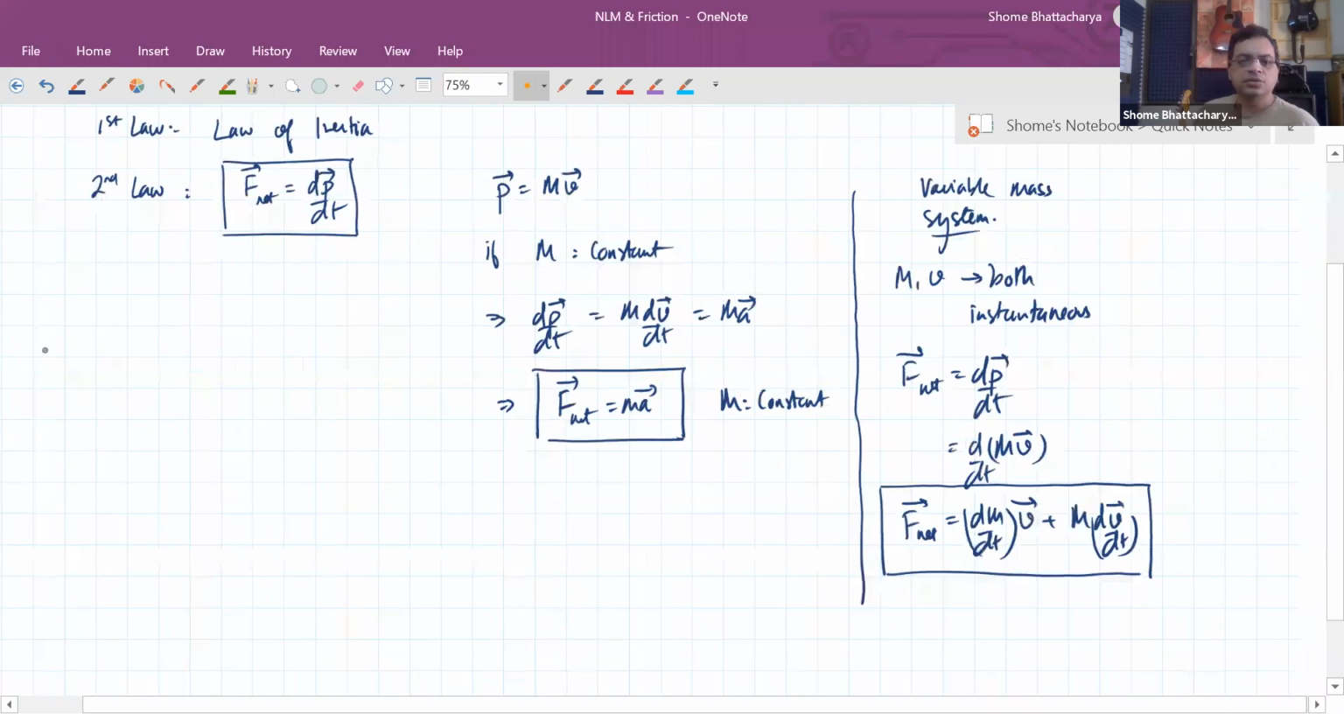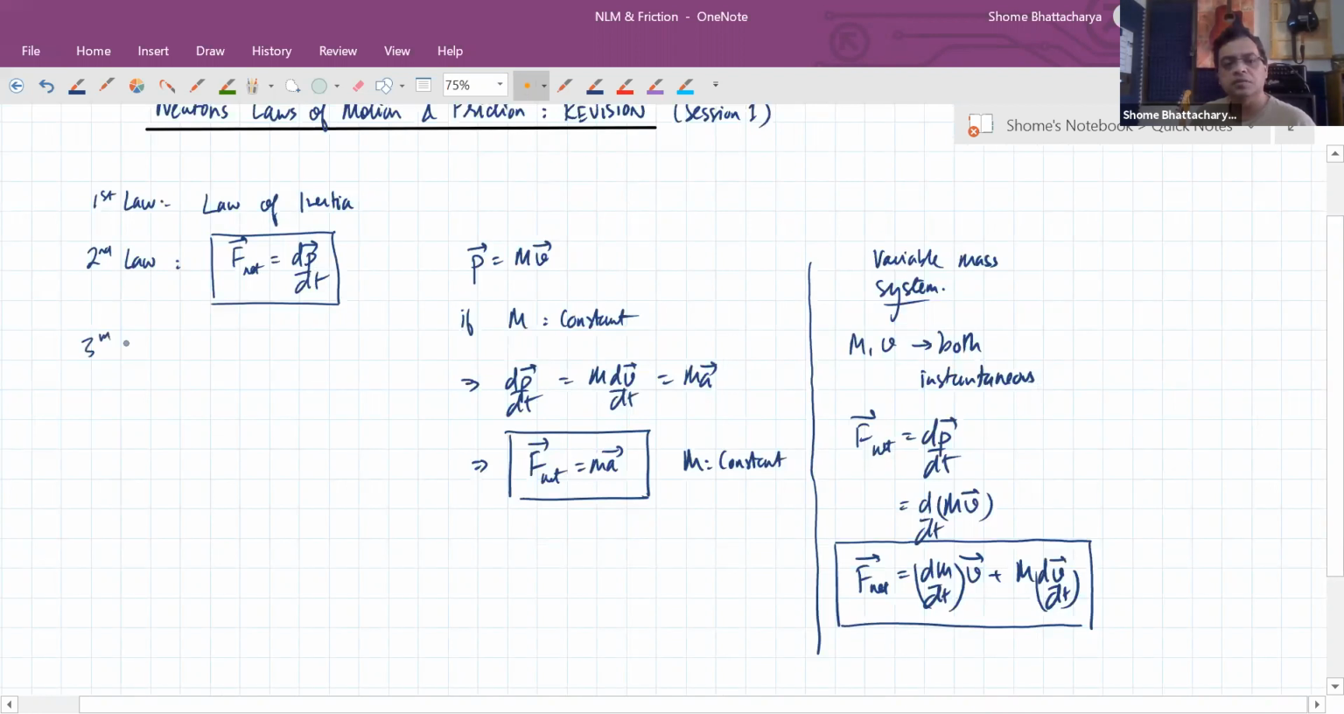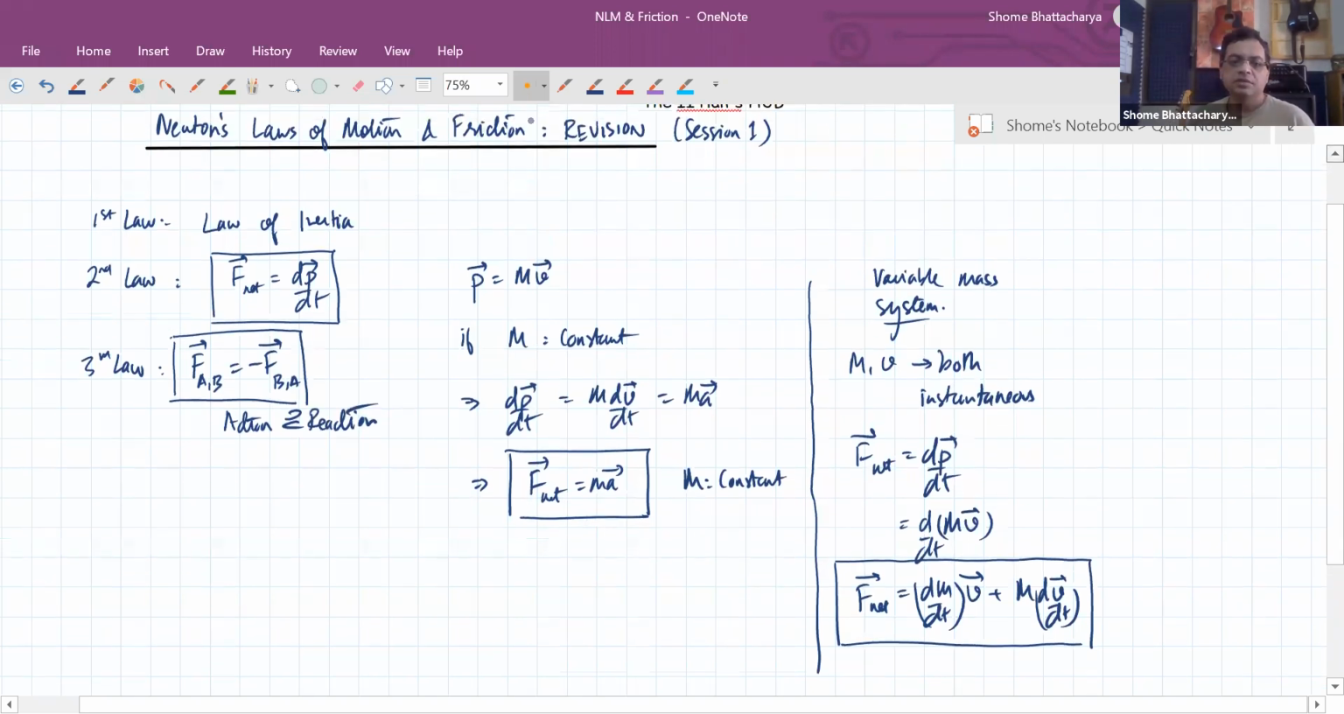Okay, so that's about the first two laws. And as we know, the third law is the action reaction principle, that every action has an equal and opposite reaction. So if a body A applies some kind of force on body B, then B applies an equal and opposite force on A. Okay, so this is the principle of action and reaction. So in this section, we will mostly be looking at the application of Newton's second law by vector analysis through free body diagrams.